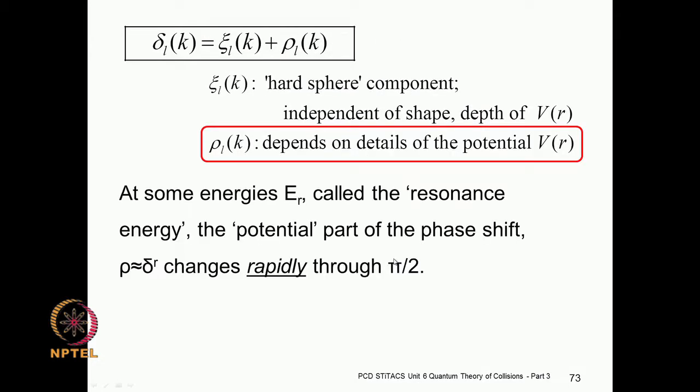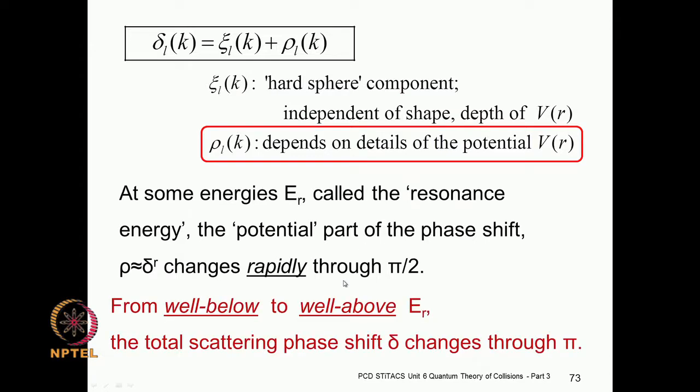So when it depends specifically on the details of the potential, rho will be very sensitive to this potential. It will be very sensitive to certain dynamical factors which are involved in the collision process. And at some particular energies, which we shall refer to as the resonance energies, the phase shift rho, this is the part other than the hard sphere component, will change very rapidly in the vicinity of the resonance. So it will be extremely sensitive to the resonance phenomenon, and you will see that it changes very rapidly through pi by 2.